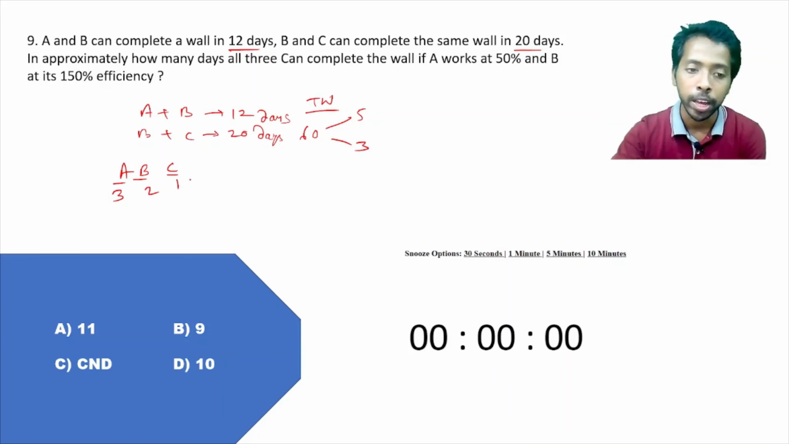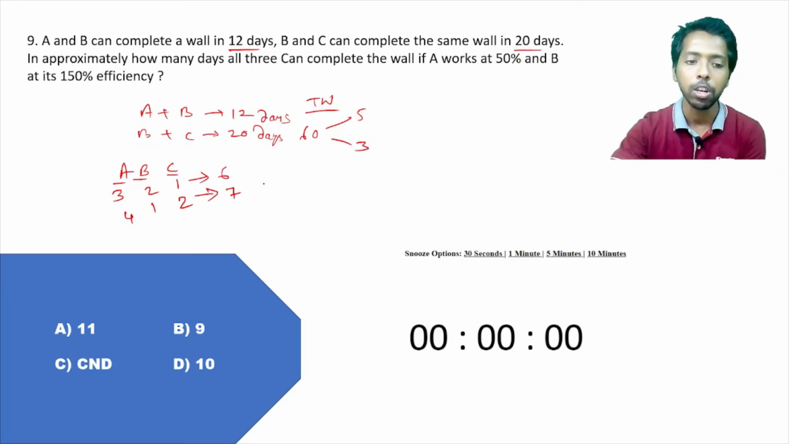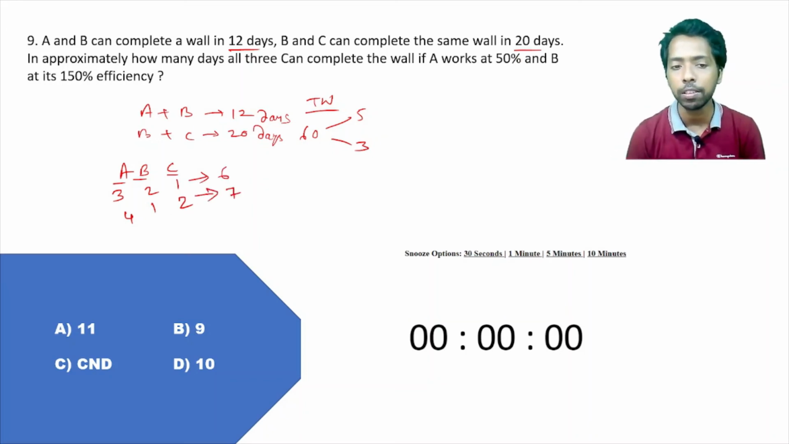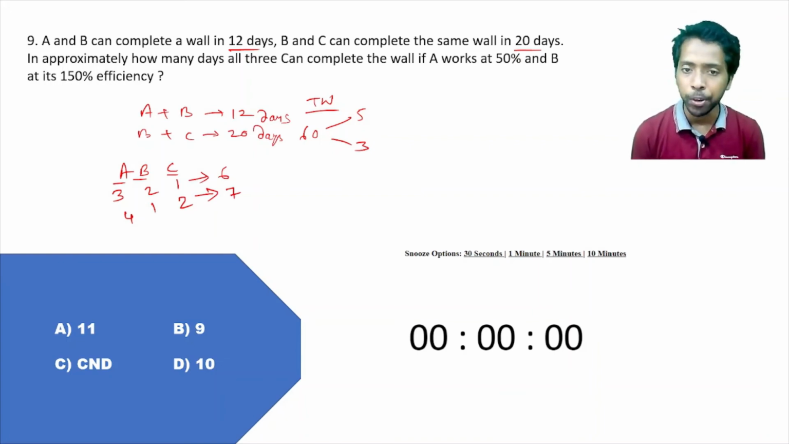Yeah, satisfying. Can we take any other values here? Let's check it. C is 2, B is 1, then A is 4. So the total efficiency here in the first case becomes 6. Here in the second case becomes 7. Total efficiency and the individual efficiency is not same here. We can take varying possibilities or multiple possibilities in which way the efficiency of individually they are working on, right?